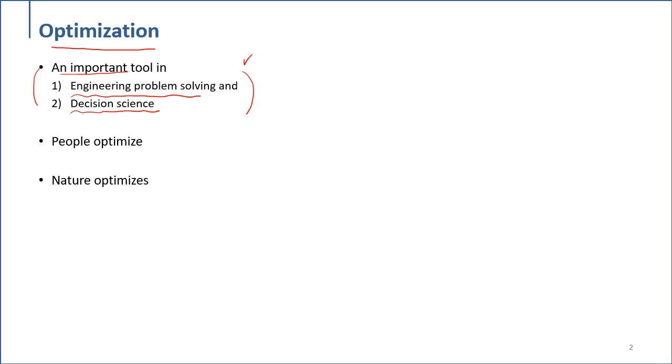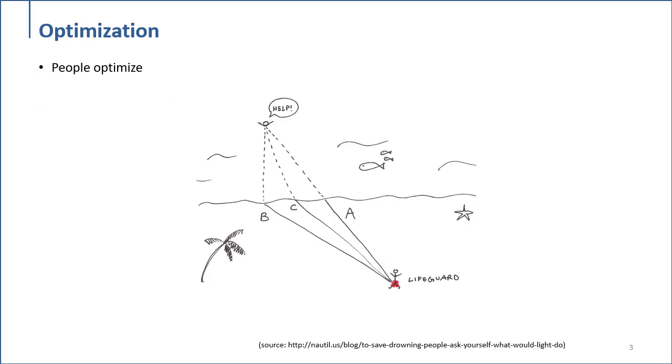But at the same time, people like us optimize all the time in our daily lives, and nature also does optimization, for example for selection. Before talking about it in detail, let me briefly explain some examples of optimization where people optimize in their daily lives.